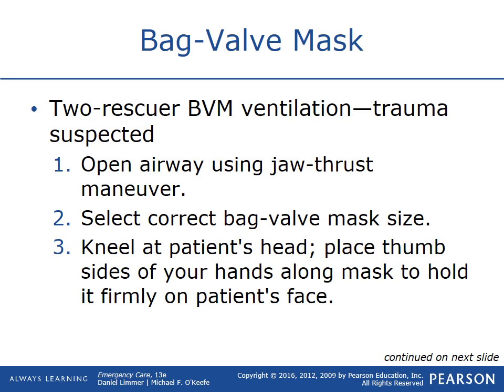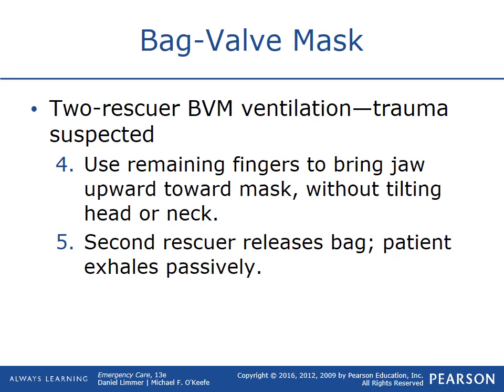If there's trauma suspected, then you use the jaw thrust maneuver instead of the head tilt chin lift. Open the airway using the jaw thrust. Select the correct bag valve mask size. Kneel at the patient's head. Place the thumb sides of your hands along the mask to hold it firmly on the patient's face. Use remaining fingers to bring the jaw up toward the mask without tilting head or neck. The second rescuer releases the bag and the patient exhales passively.